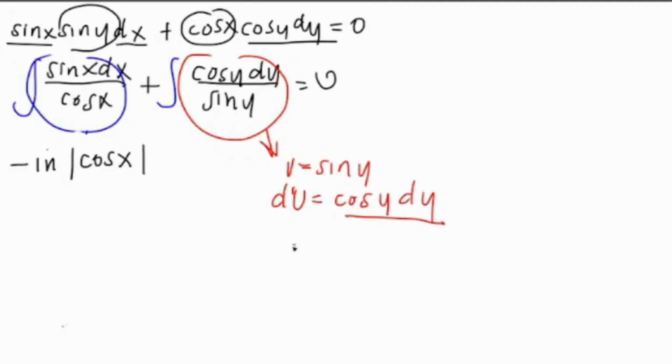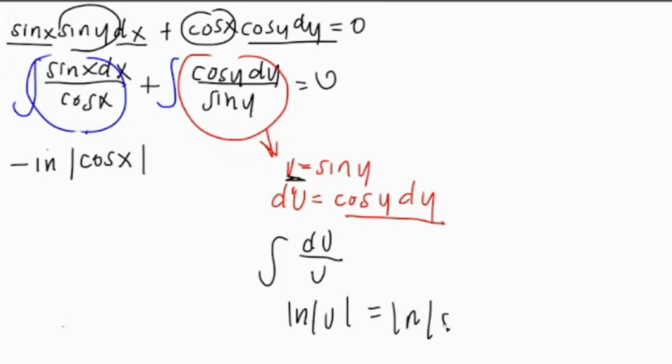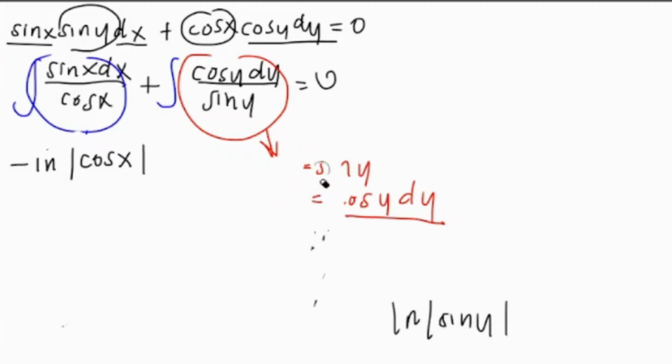So, substitute natin. Magiging integral of cosine y dy is du all over sin y, which is u. So, du over u, ln u lang ulit. So, balik natin yung u, ln sin y. So, yan na yung answer dyan: ln sin y.